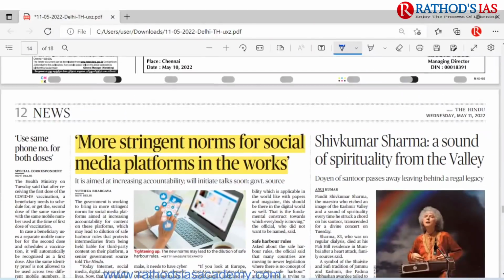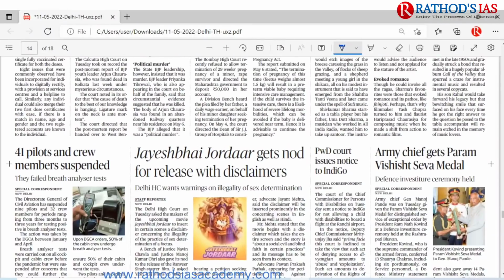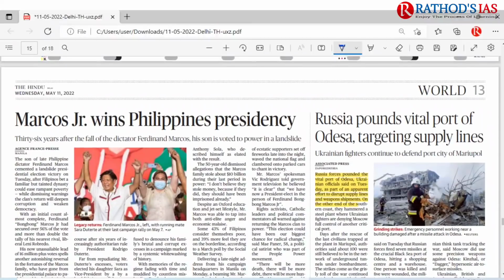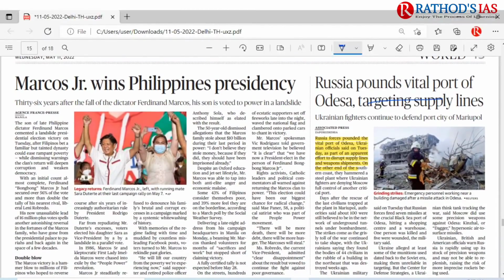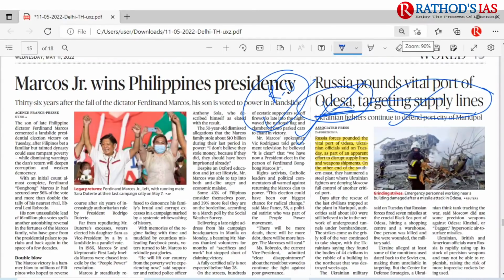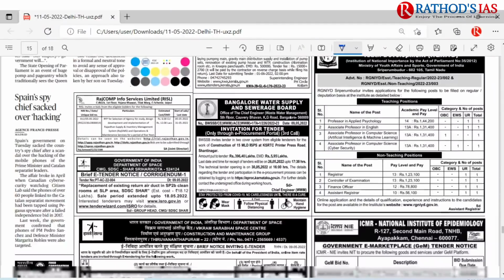And if you move forward in this news page, I discussed the social media platforms. And if you see this world page, Russia pounds vital port of Odessa targeting supply chains. So here, because of this Russia-Ukraine crisis, there are a number of ports which are in the news. So you have to open the map and see which are the ports mainly seen in this Ukraine part, and you have to see the water bodies like the Black Sea, Sea of Marmara, Aegean Sea, as well as the Mediterranean Sea, and the straits which are present here, and you have to know about the Turkish straits as well. So this will be very important.